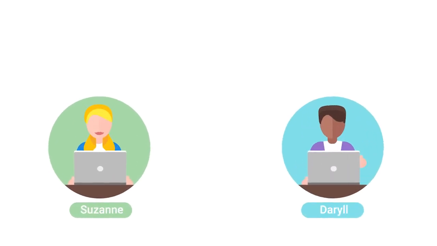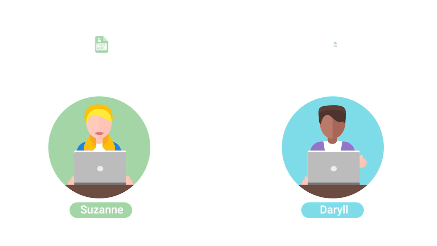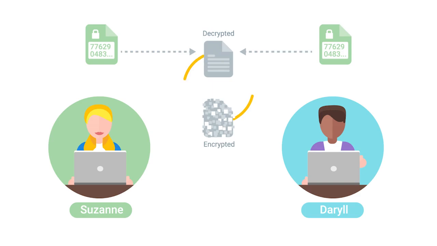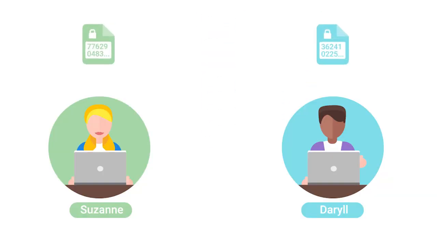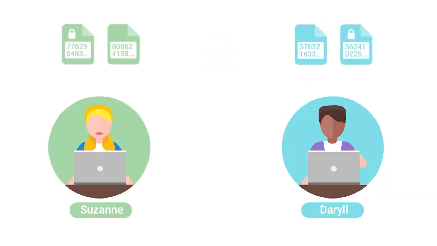Well, let's imagine here that there are two people who would like to communicate securely. We'll call them Suzanne and Daryl. Since they're using asymmetric encryption in this example, the first thing they each must do is generate a private key. Then, using this private key, a public key is derived. The strength of the asymmetric encryption system comes from the computational difficulty of figuring out the corresponding private key given a public key. Once Suzanne and Daryl have generated private and public key pairs, they exchange public keys.